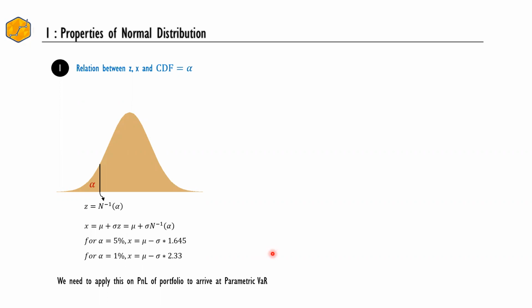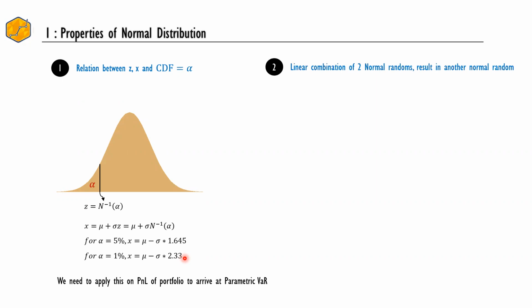Because there are parameters. Mu and sigma are the parameters. We impose normal distribution on the PNL. Normal distribution is fully defined if you define two parameters, mu and sigma. Based on those parameters, we arrive at value at risk. That's why it is called parametric value at risk.